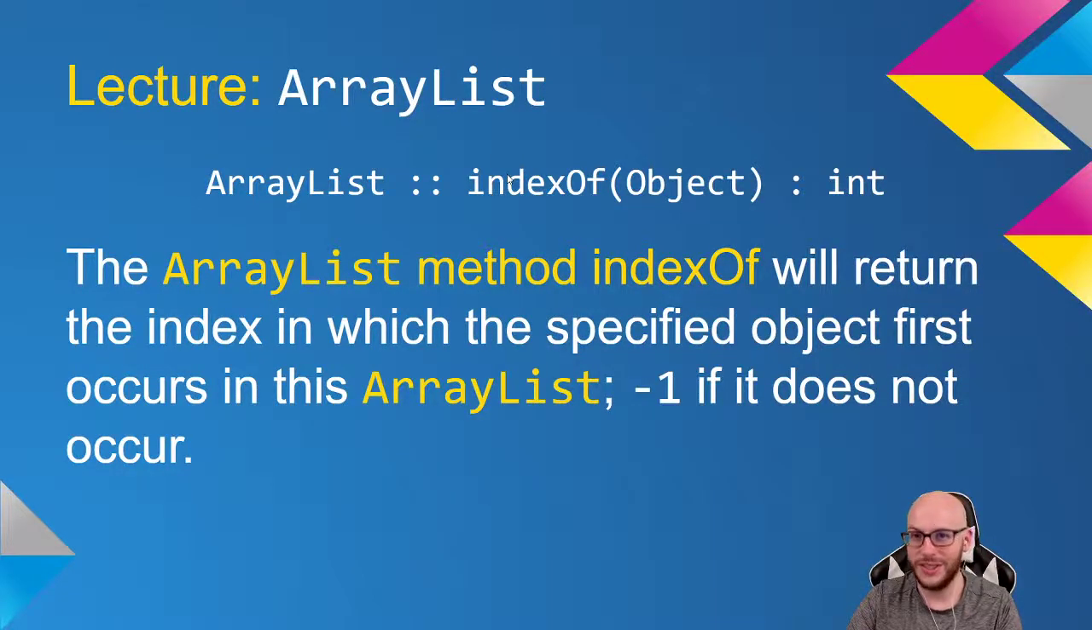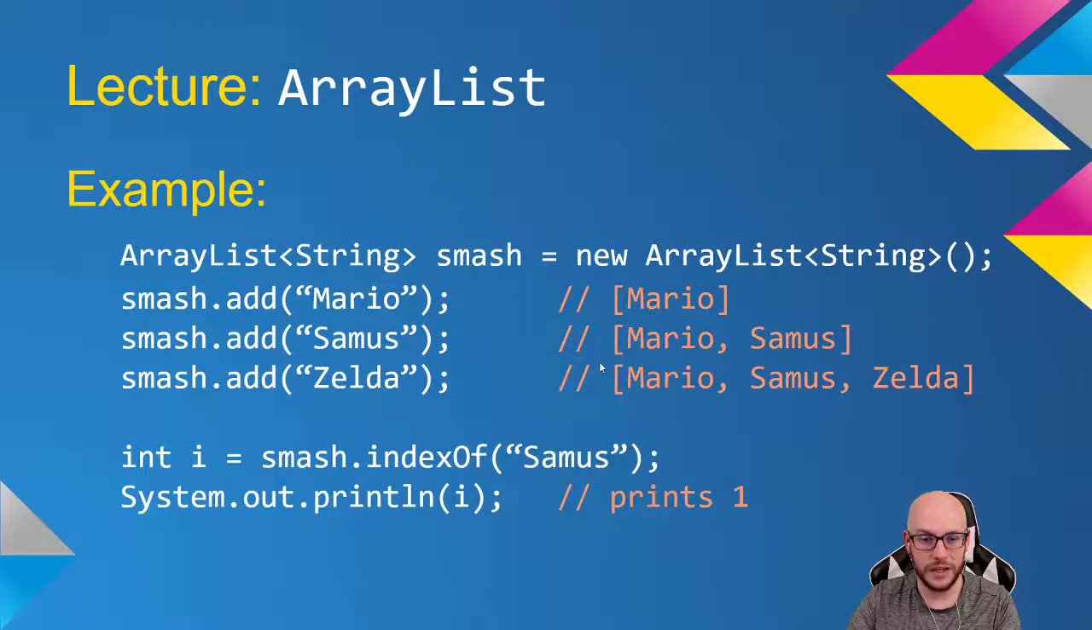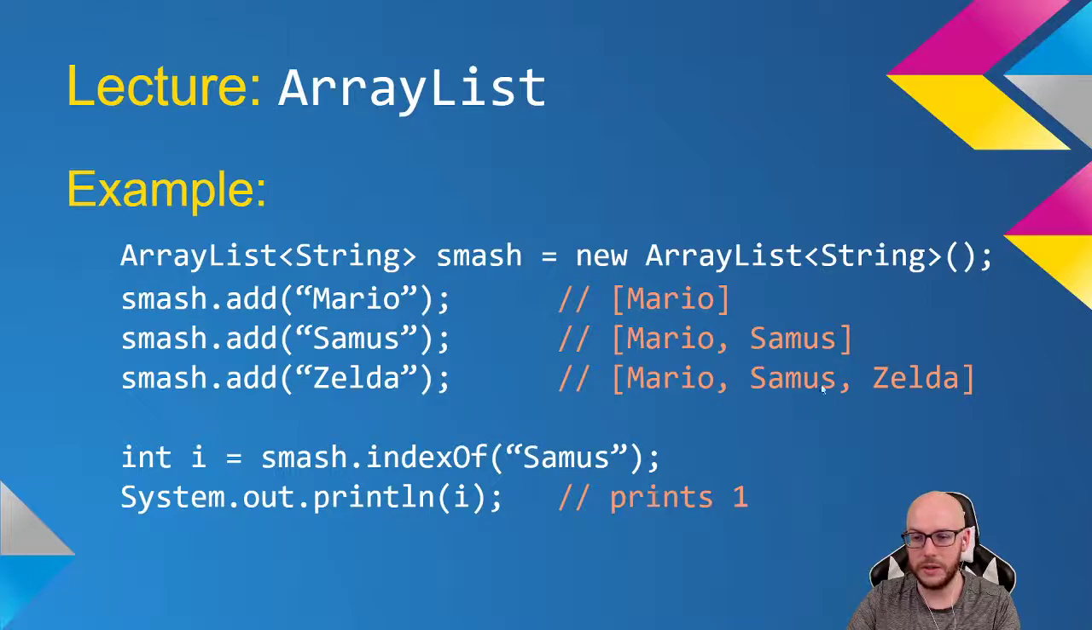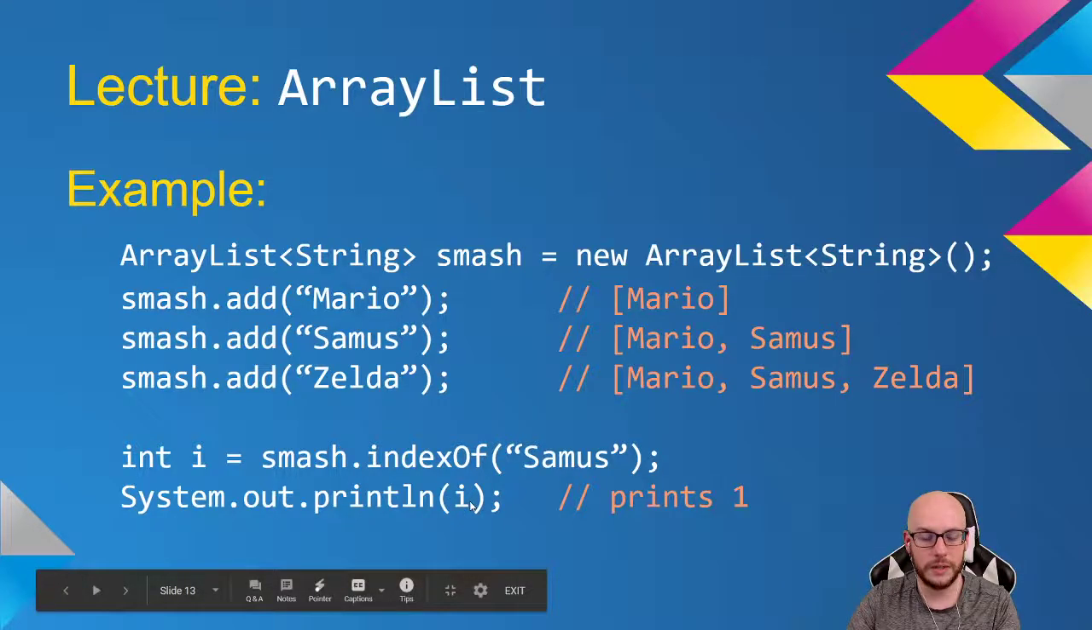indexOf is going to work just like the indexOf that you know and love from String. indexOf will return the index in which the specified object first occurs in this array list, -1 if it does not occur. I have, again, a Mario, Samus, Zelda array list going into this. And I'm saving the value that's returned from smash.indexOf(Samus) into an integer i, and then we're printing off i. I want to know the index at which Samus occurs in smash. Well, we can see here that's 0, 1. So this was going to return a 1, which I saved to that variable and then print later.